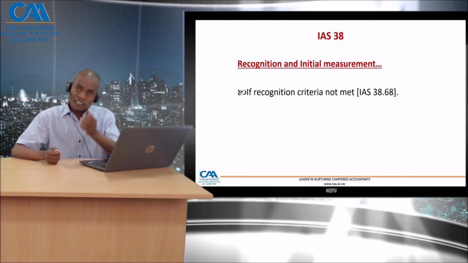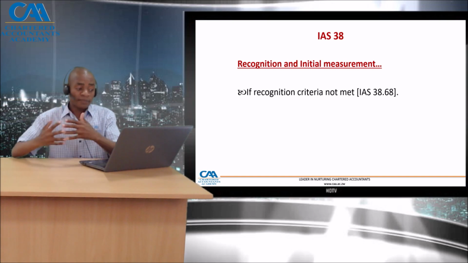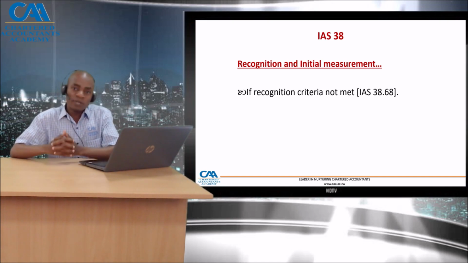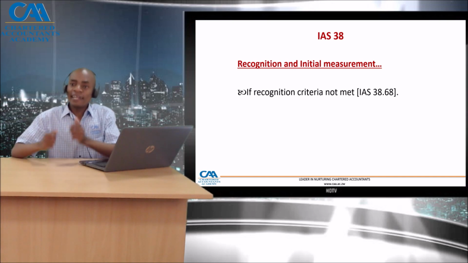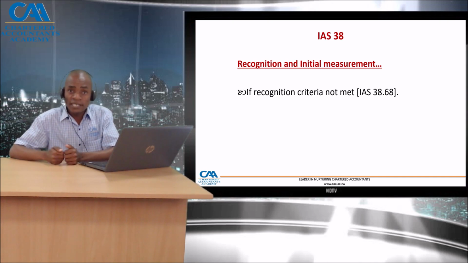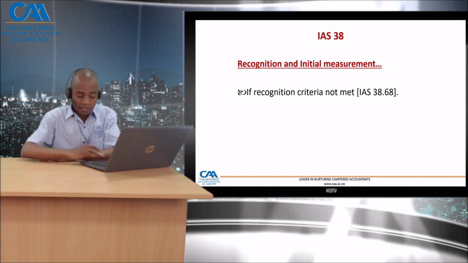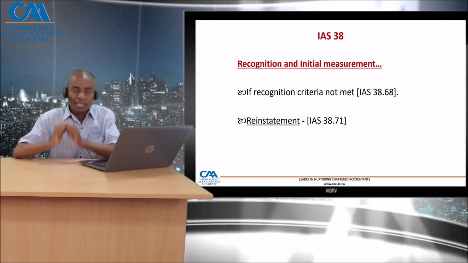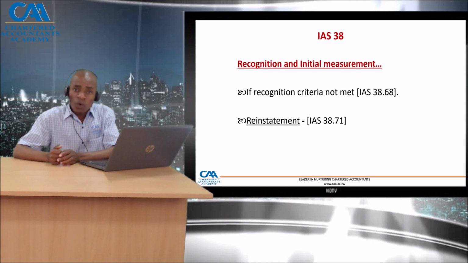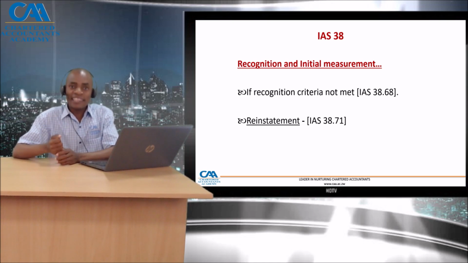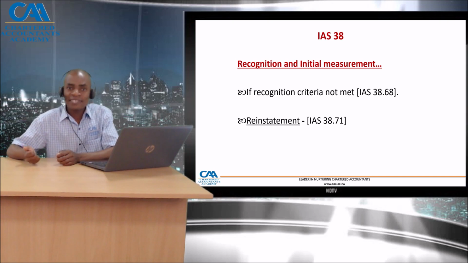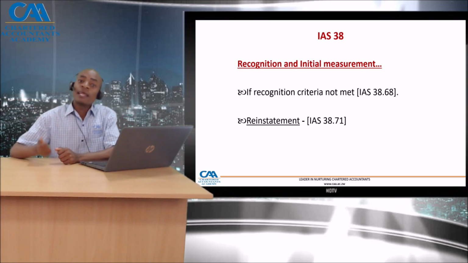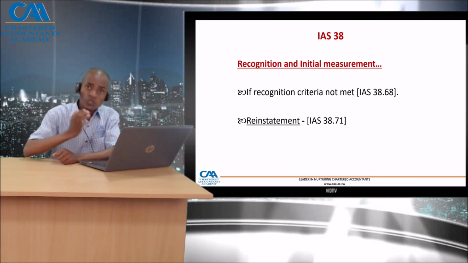Then we have got a situation whereby the recognition criteria has not been met. And if the recognition criteria has not been met, the cost that the entity has incurred to date is expensed. As simple as that. Then we have got also the reinstatement of the cost that has been previously recognized as an expense. Paragraph 71 of IAS 38 prohibits the entity from recognizing or capitalizing the cost that has been expensed in the past as part of the cost of an intangible asset.